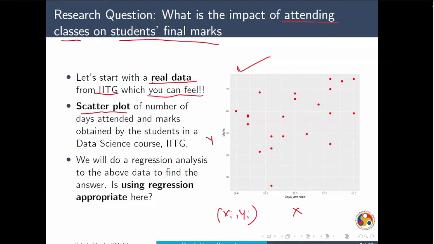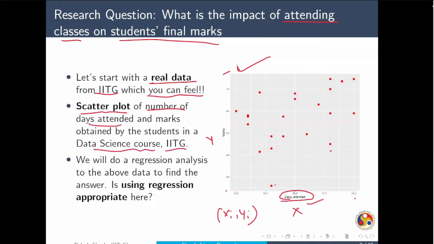So I will plot all those points. Here we have this many students, and all these points are already plotted there. Our objective here is to find the effect of attending class. So what is my x-axis here? Number of days attended. Around 40 classes are there typically in a semester, and these are the marks from here to here. This is the scatter plot of the number of days attended and the marks obtained by the students in a data science course in IITG.